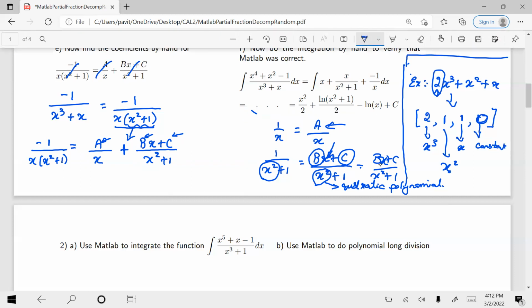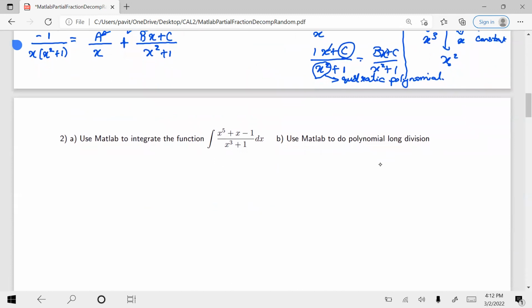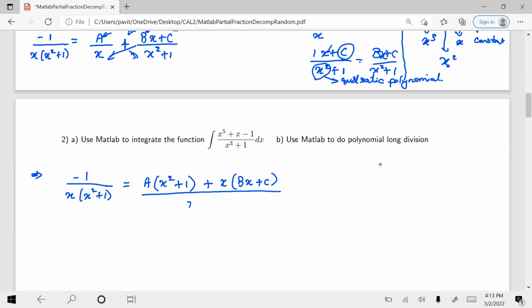Okay, let me erase this. Let me go down here. So we have -1 divided by x into x square plus 1 as the problem. Now I am writing this as a partial fraction. Now you can cross multiply these two, right? So a times x square plus 1 plus x times bx plus c. You should also have x into x square plus 1 in the denominator.